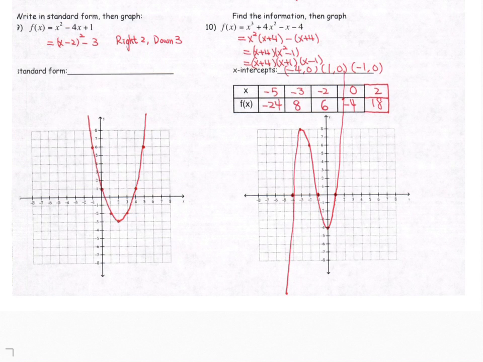And then I'm going to plug in some points between my x-intercepts and points beyond them. So I chose to calculate negative 5, negative 3, negative 2, 0, and 2. And then you can calculate these y values and plug them in to have a more accurate graph. The more points you have on your graph, the more accurate your graph will look.